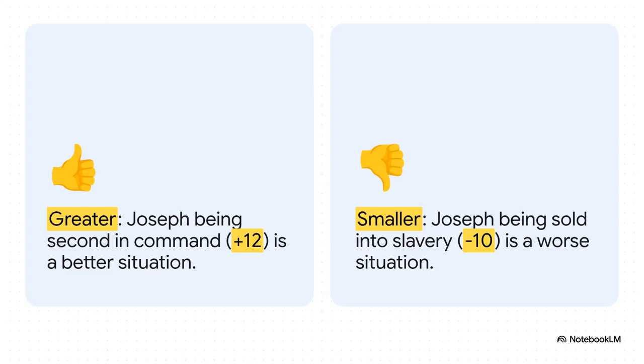And they don't stop there. This logic is even used to teach concepts like greater than and less than. Instead of asking a kid, is +12 greater than -10, the lesson asks, is being second in command of Egypt a better situation than being sold into slavery? The story makes the abstract idea instantly make sense.